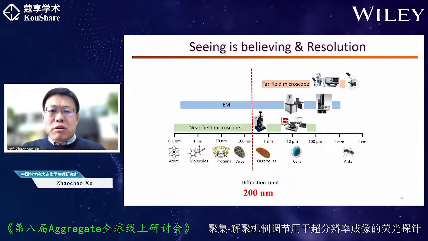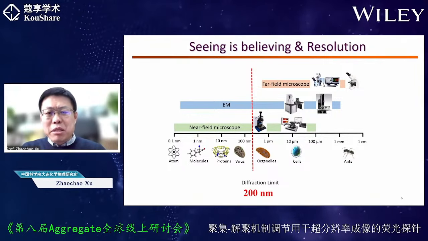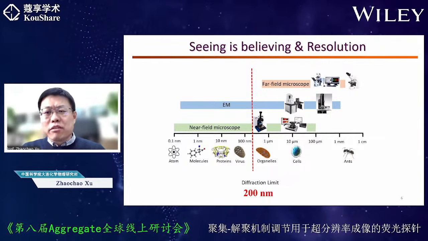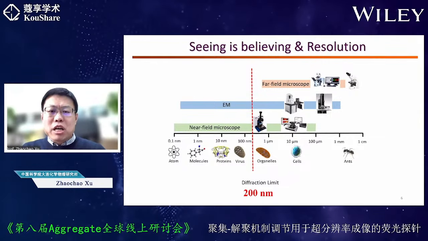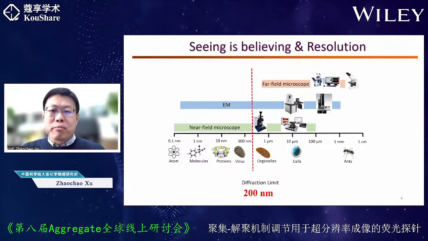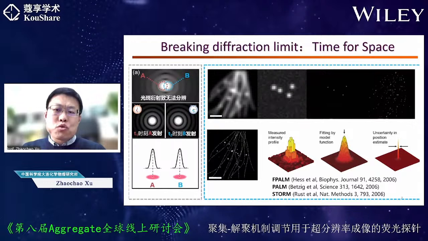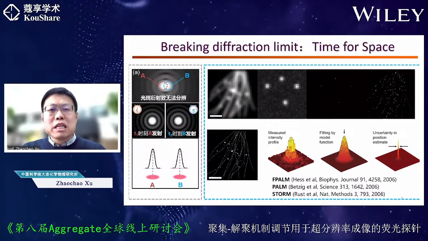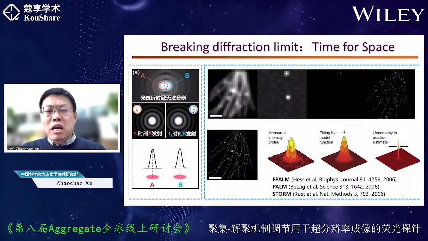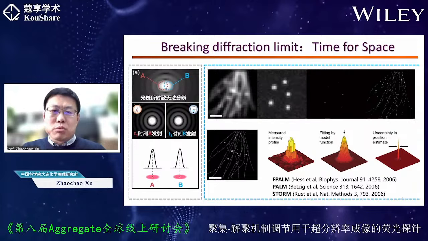In fact, without breaking the diffraction limit, we cannot be certain that the probe has targeted the correct molecule. To resolve nano-sized structures, it's necessary to break the diffraction limit first. After years of effort, scientists have come up with strategies and solutions.